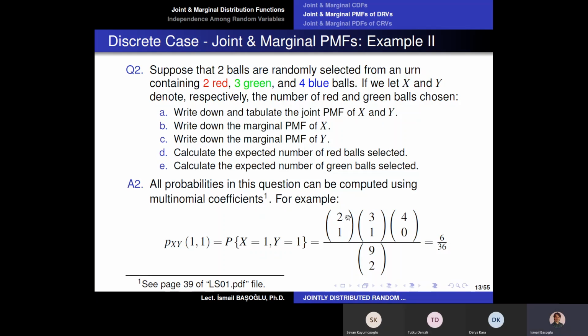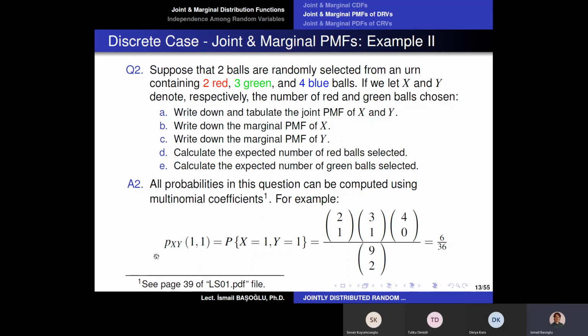So the probability of selecting 1 red and 1 green is 2 choose 1 times 3 choose 1 times 4 choose 0, over 9 choose 2. You need to choose 0 blue balls, 1 green ball out of 3, and 1 red ball out of 2. Now, this ratio is 6/36, and that probability is the joint probability of x being equal to 1 and y being equal to 1.